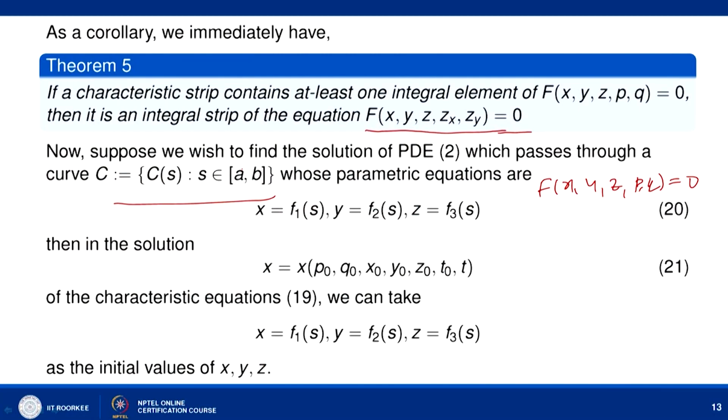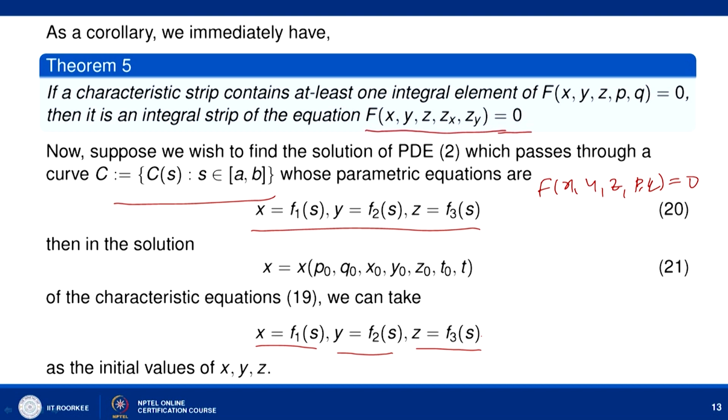Now, s is lying in some interval, let us say the closed interval [a, b], and C can be characterized by the parametric representation, that is x equal to f1(s), y equal to f2(s), z equal to f3(s). So, in a solution like this, we have x, y, z, p naught, q naught, t naught and t. Of the characteristic equations, we can take x equal to f1(s), y equal to f2(s), z equal to f3(s) as initial values of x, y, z.